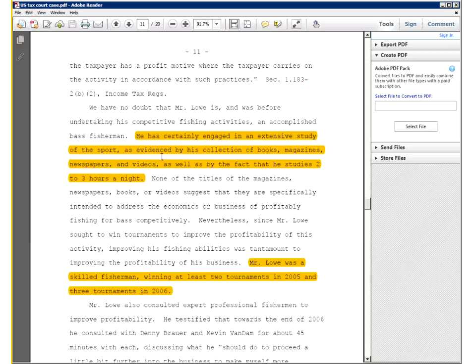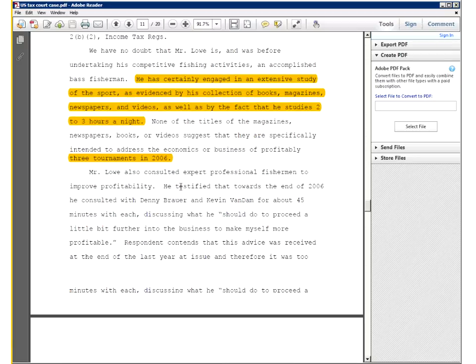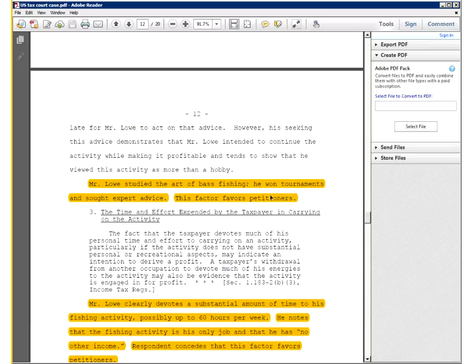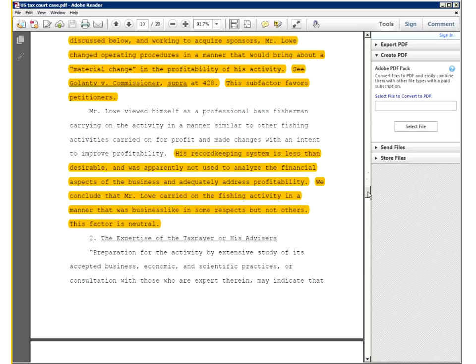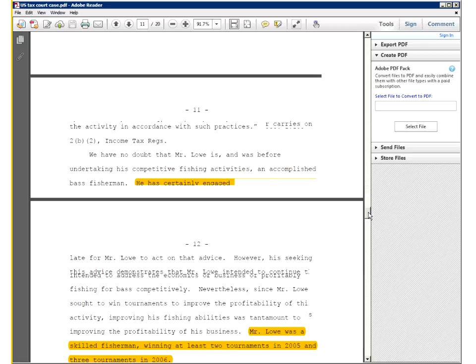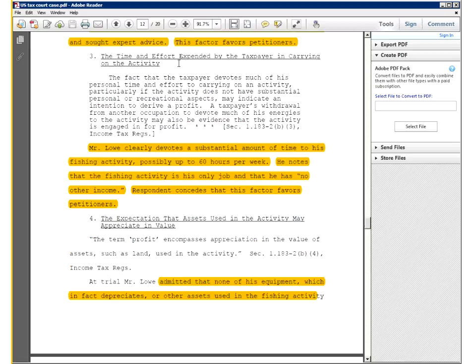He certainly engaged in extensive study with lots of things, did lots of reading. He's a skilled fisherman, winning at least 2 tournaments. So they favored the fisherman for criteria number 2, the expertise of the taxpayer. So he does have some background in this area. Number 1 was neutral, maybe favoring the IRS. Number 2, the court favored the fisherman.